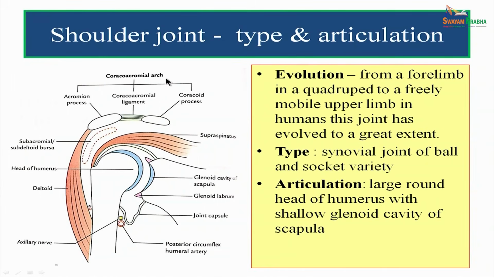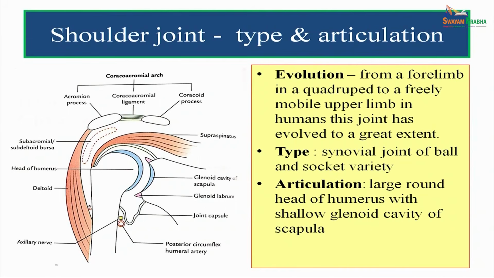Before going on to the main topic of the shoulder joint, let's see how it has evolved from animals to mankind. The shoulder joint was a forelimb in quadrupeds, and it has evolved by undergoing a large number of modifications in the process of evolution to become a very freely movable joint in the upper limb of the human body. Type: it is a synovial joint of ball and socket variety.